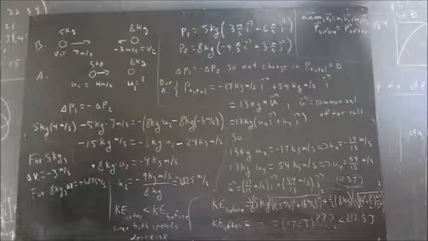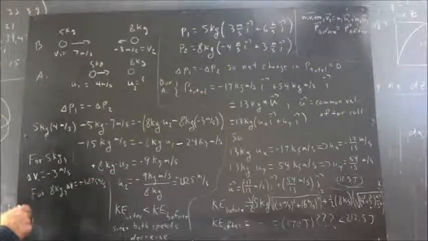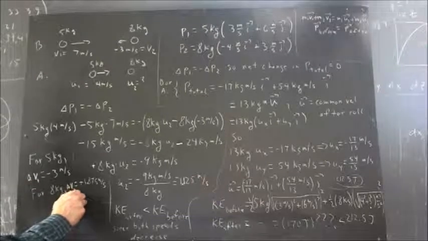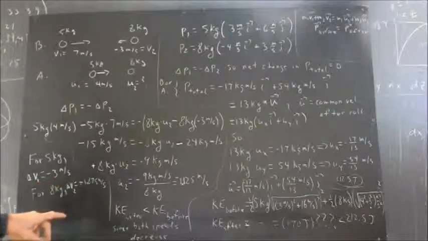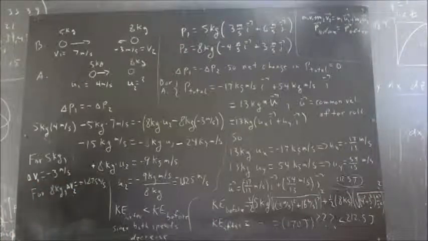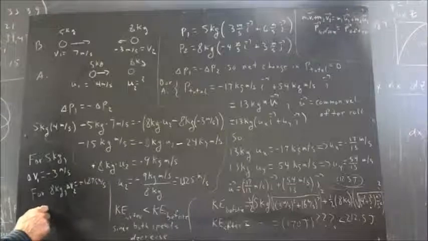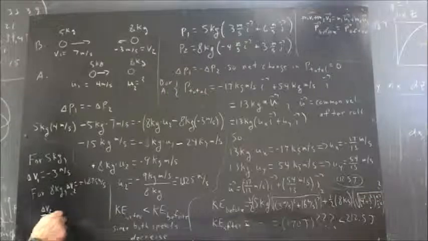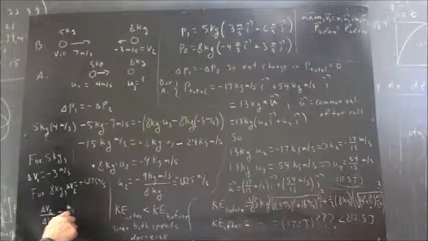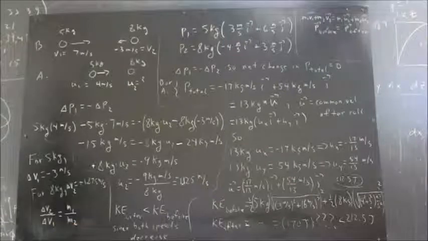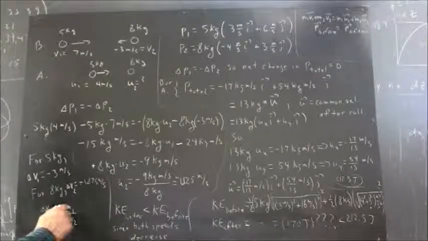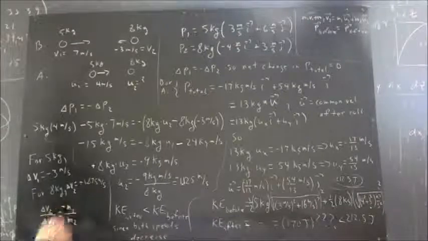Then the thing we want to show is that the, I'm going to put the subscripts in these. Delta V1 is negative 3 meters per second. Delta V2 is 1.875 meters per second. And I'm going to say that the change in velocity of the second object divided by the change in velocity of the first object is equal to the mass of the first object divided by the mass of the second object. And you can easily check that out. I have to say that's equal to the negative ratio. Okay.